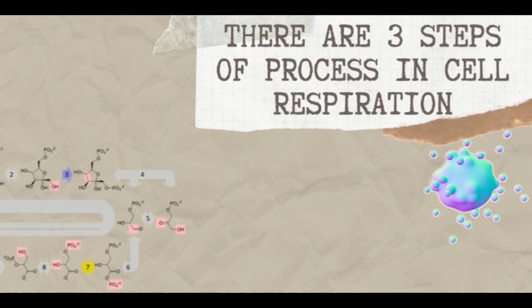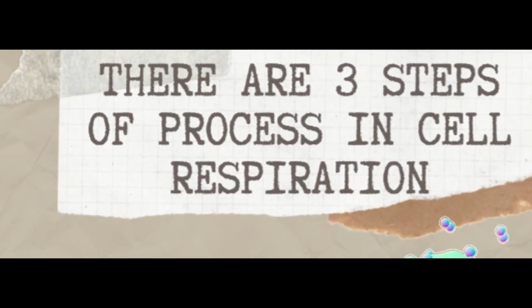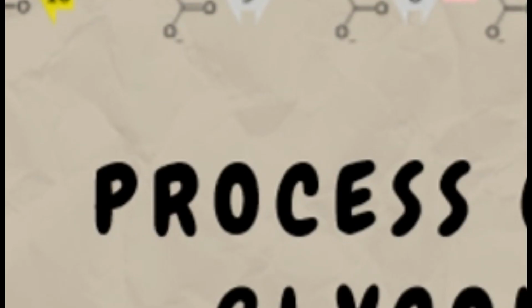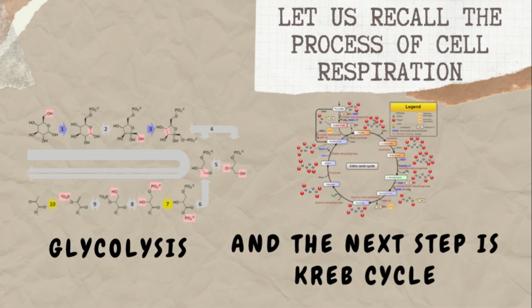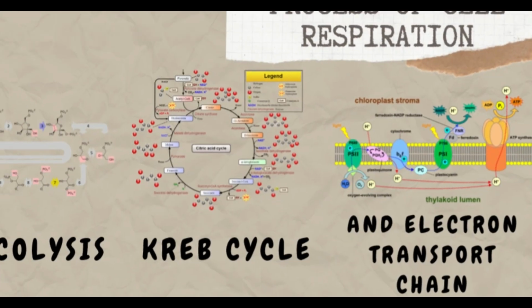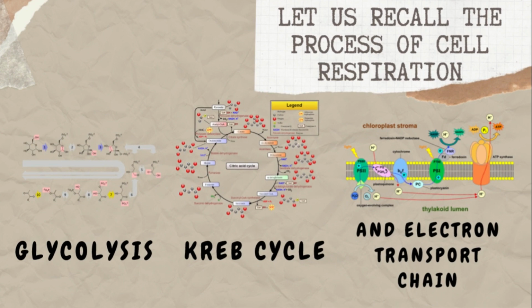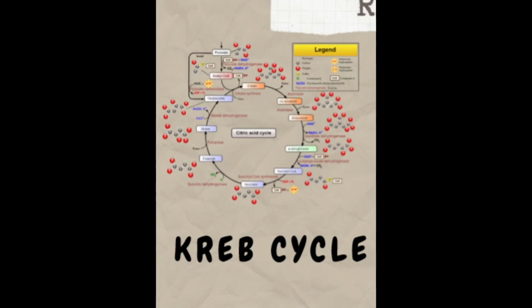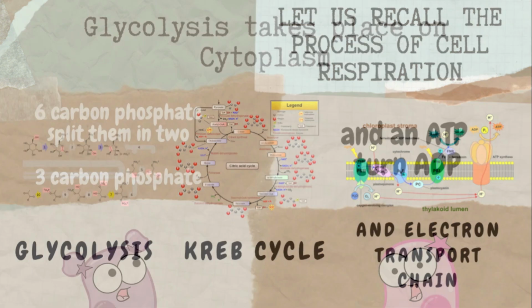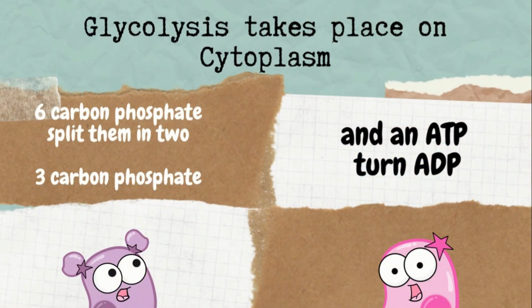There are three steps in the process of cell respiration. The first process is called glycolysis. Let us recall the process of cell respiration: glycolysis, and the next step is called the Krebs cycle, and then the electron transport chain.